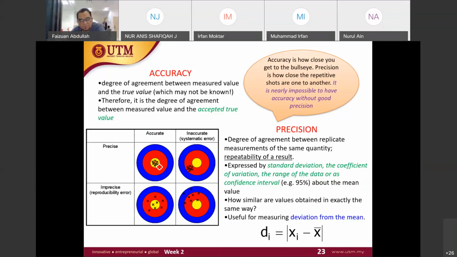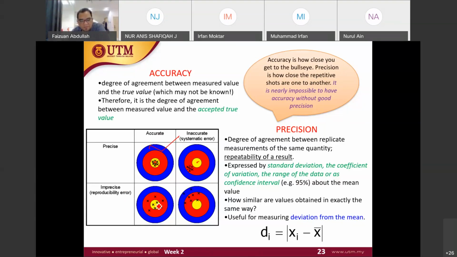So when we analyze, we always get close to the true value, and the repetition of the analysis is not far apart. This is the most perfect one. But this one is inaccurate. It's not close to the true value, but the repetitions of the analysis are not so far from each other, right? And this one is not precise and not accurate.